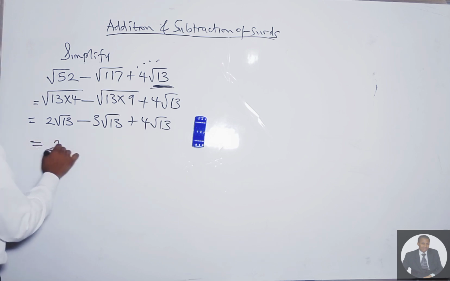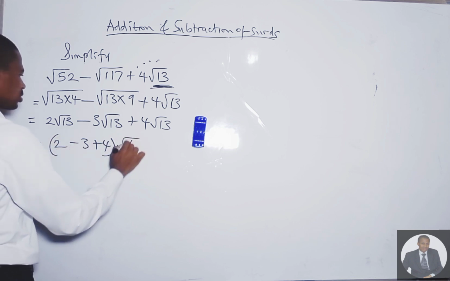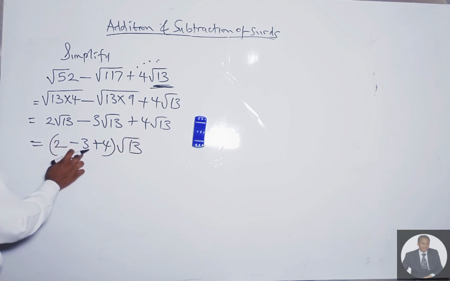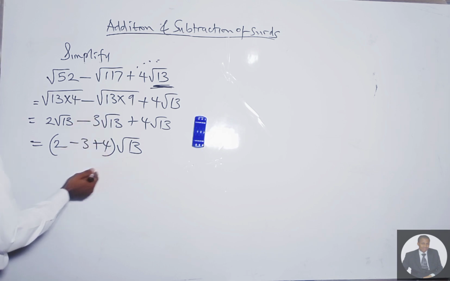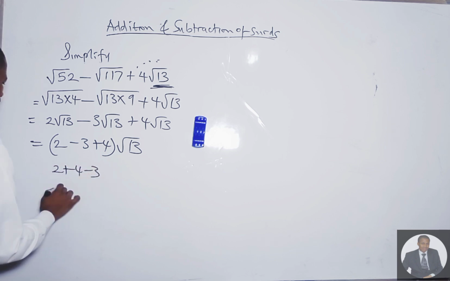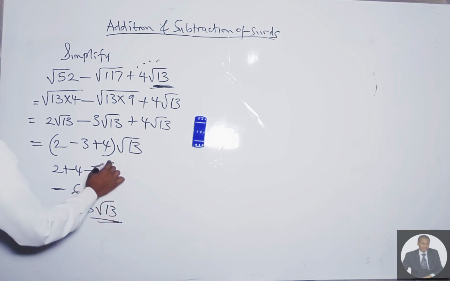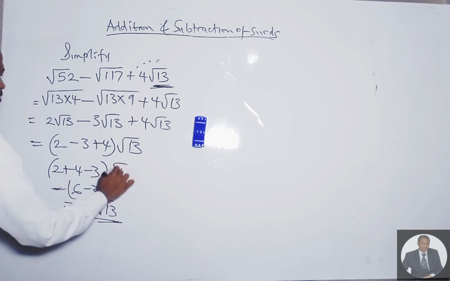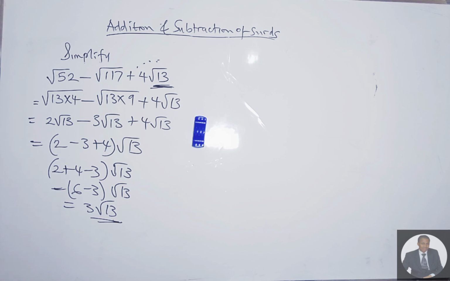So what do we have? 2 minus 3 plus 4 root 13. 2 minus 3, that's minus 1. Minus 1 plus 4, that's 3. We could as well say 2 plus 4 minus 3. That's 6 minus 3, which is 3 root 13. So our answer will be 3 root 13.